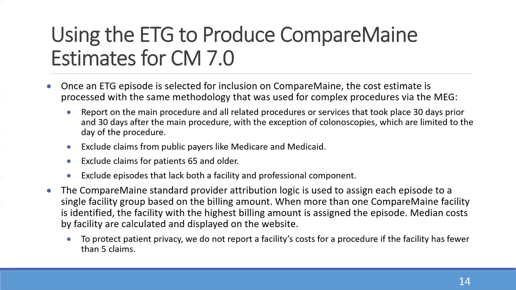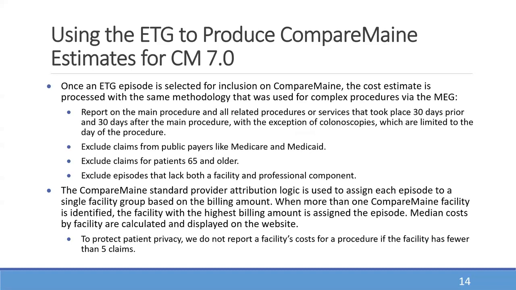And then finally, to attribute the episodes to providers, we use a provider attribution logic to assign each episode to a single facility group based on the billing. So, for example, we want to make sure that the episode for surgery is getting assigned to the facility where the surgery actually took place, who billed for that surgical cost. So when more than one CompareMaine facility is identified, the facility with the highest billing amount is assigned to the episode. And then finally, the median cost by facility is calculated and displayed on the website.